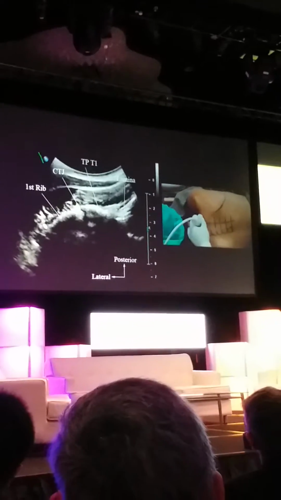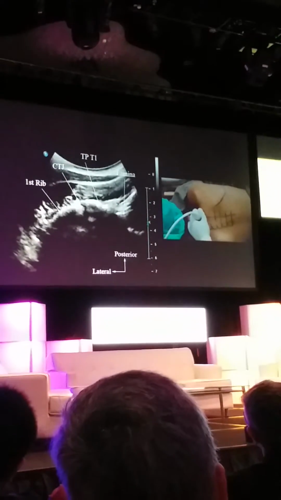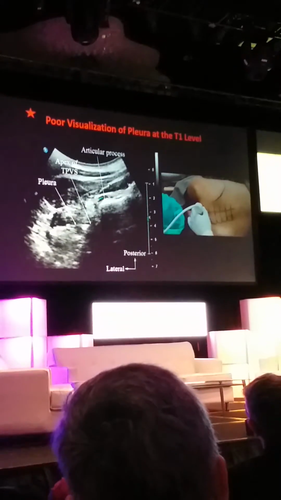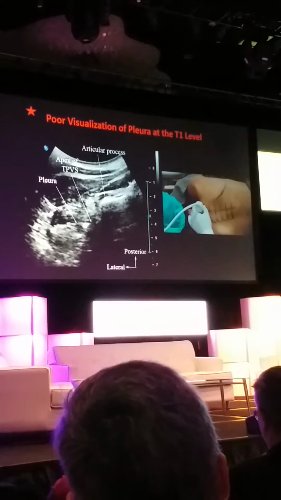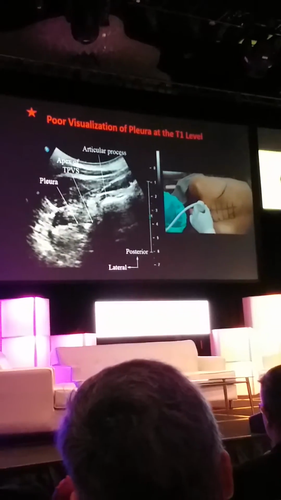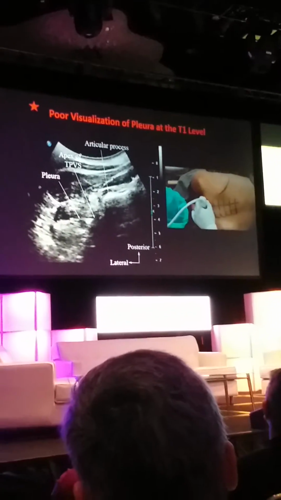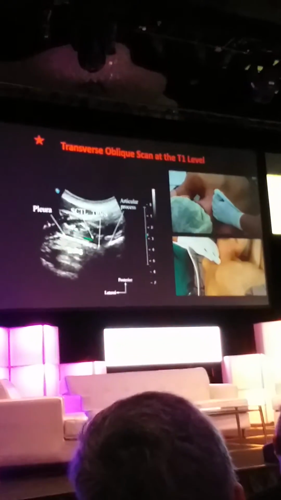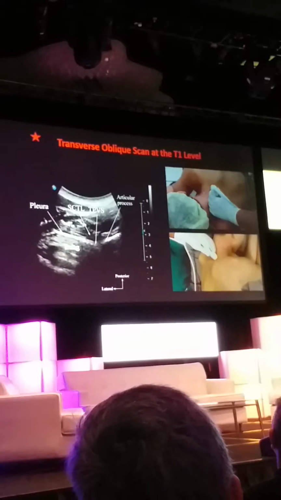Also, you remember that visualizing the pleura in the upper parts can be quite challenging. So, as you see here, this is the articular process at T1. The pleura is very poorly visualized. The anatomical reason is that the pleura reflects away from the paravertebral area in the upper parts, in the dome of the lung. And therefore, in order to really visualize it, you have to tilt the probe slightly caudad.